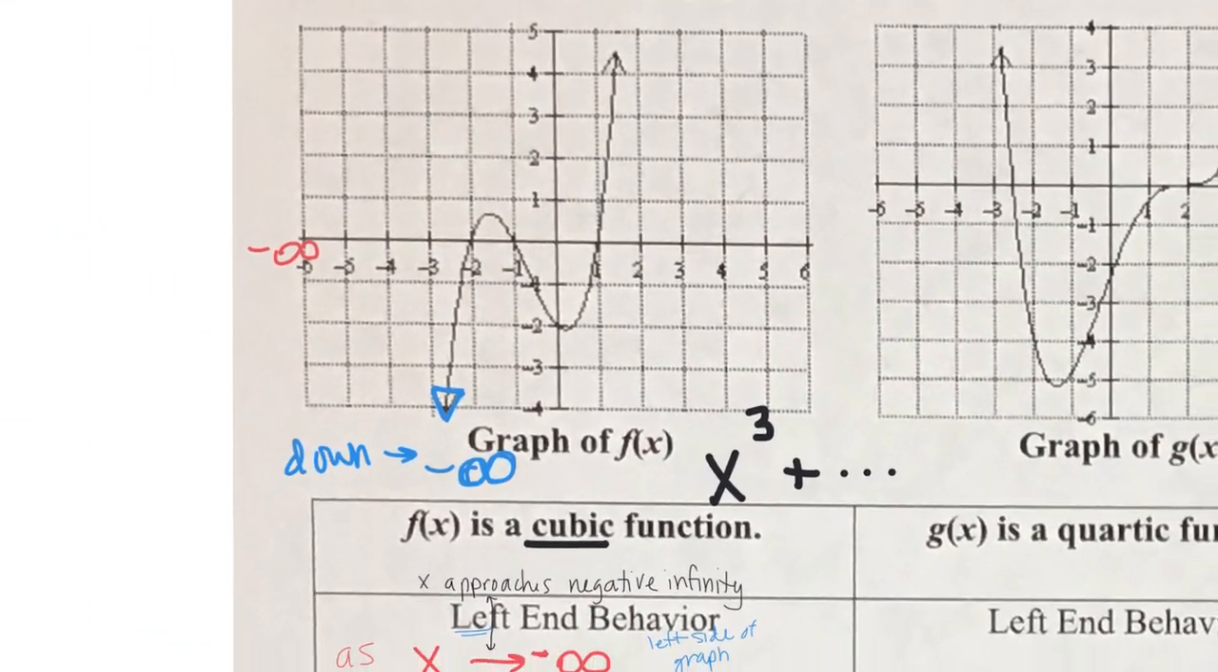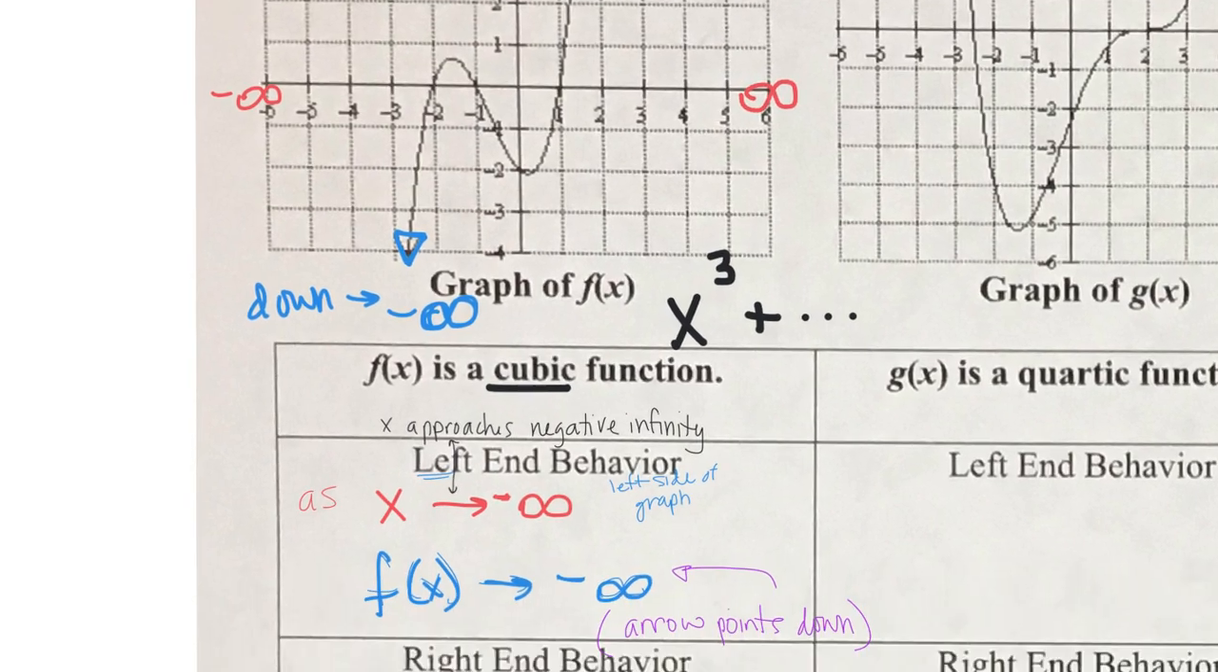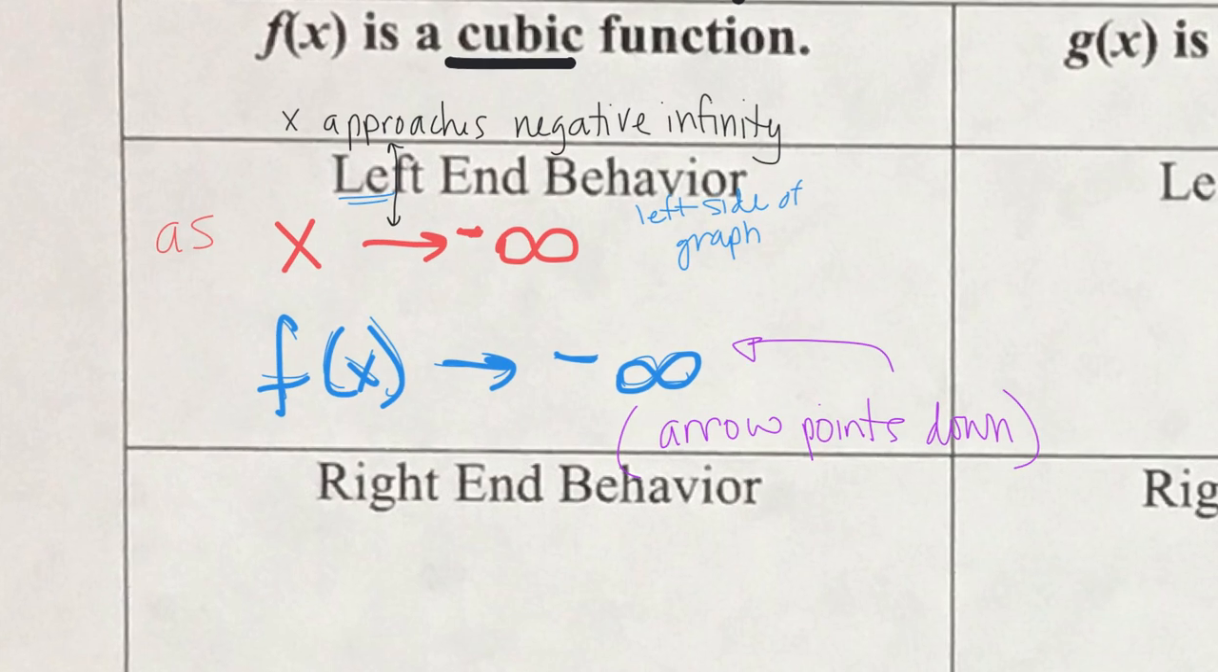Right end behavior means what's going on the right side of the graph when x values are very, very large positive values. We use the same notation: as x approaches positive infinity. On the right side of the graph, we have positive x values, so we have positive infinity. What are the arrows doing on the right side of the graph? Pointing up. If the arrows point up, that means they're going up to positive infinity.